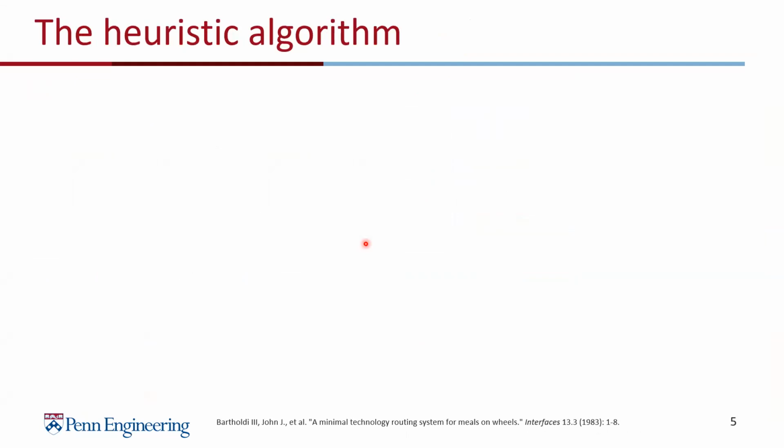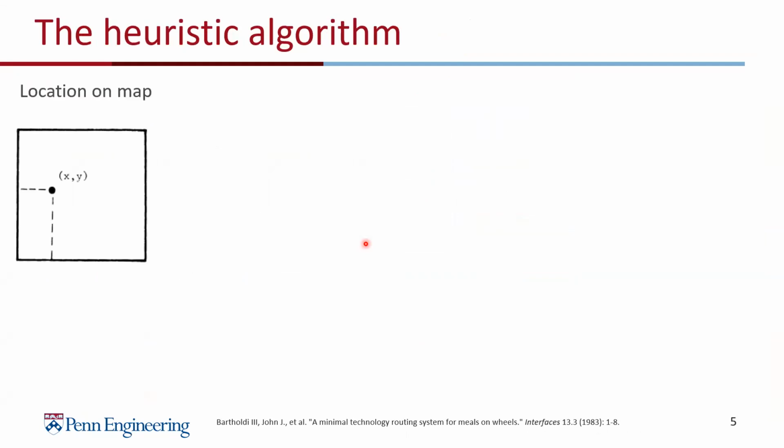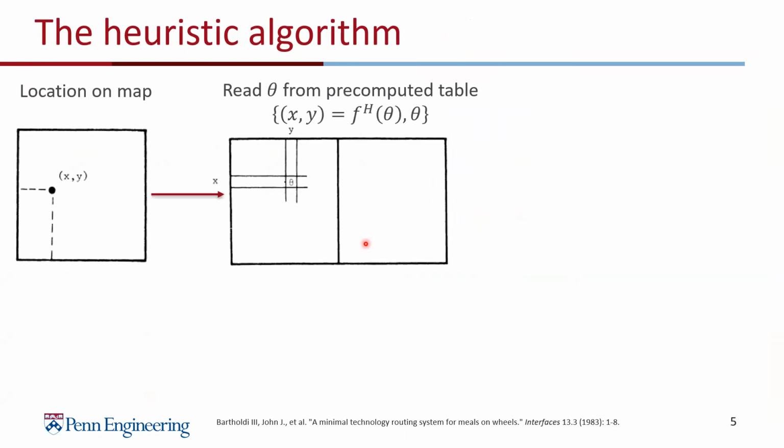Now, in practice, you might get a location on the map x, y where you want to deliver food. You're going to read the corresponding theta value from a pre-computed table. This table could be computed using the process I just described in the previous slide. So every day when you get a new location, you get the corresponding theta value.